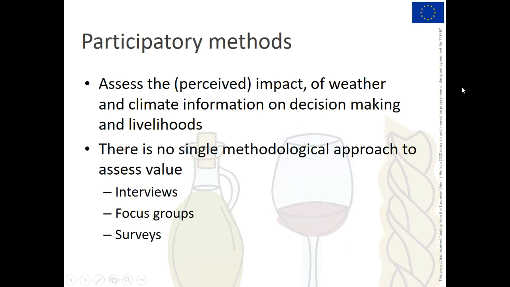Okay, so my final method is participatory methods. And these assess the perceived impact of weather and climate information on decision-making and livelihoods. And this is about perceptions, because this type of evaluation engages with individuals to deeply and qualitatively explore things from their point of view about what works and what doesn't and who for and so on.